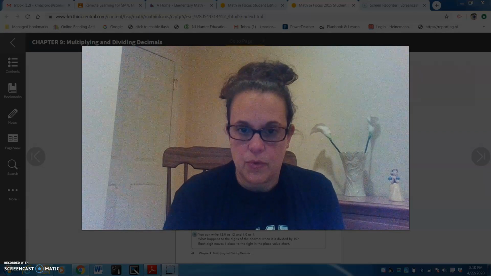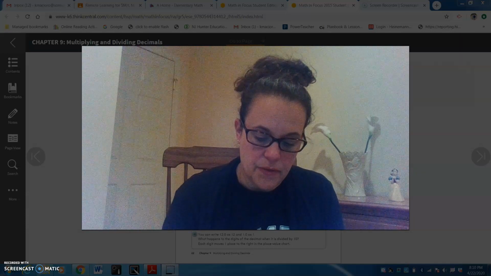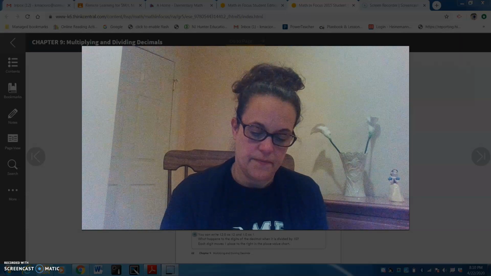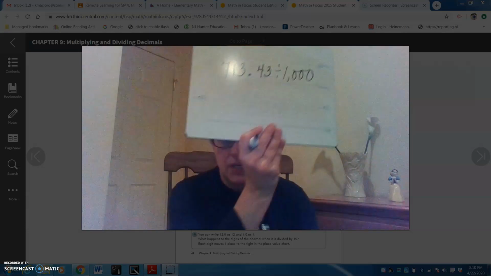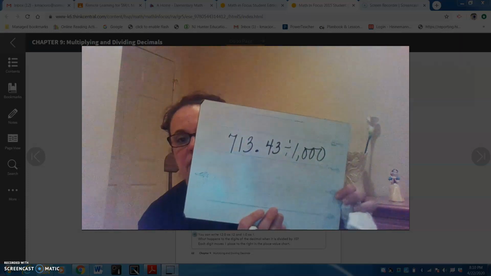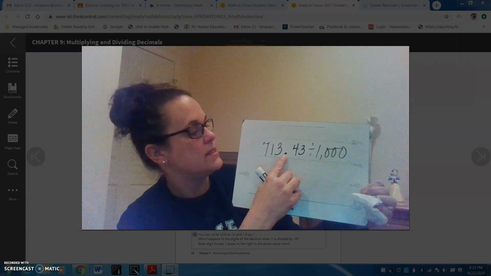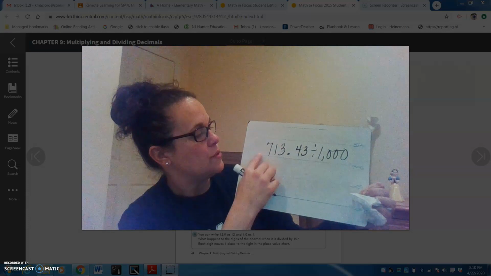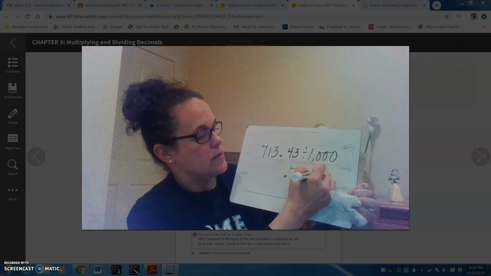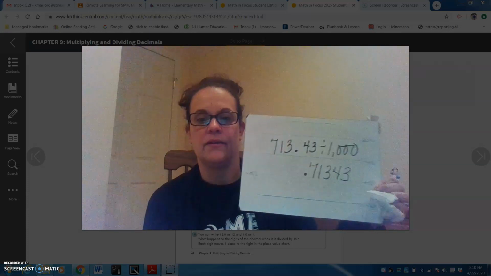So again, we moved 1 space for the 10, 2 spaces for the 100. What do you think we would move for the thousandths? Yes, we would move 3 spaces. So let's try this. Here we have 713 with 43 hundredths divided by 1,000. Okay, and the decimal would move 3 places to the left. 1, 2, 3. For a very small number, 0.71343.